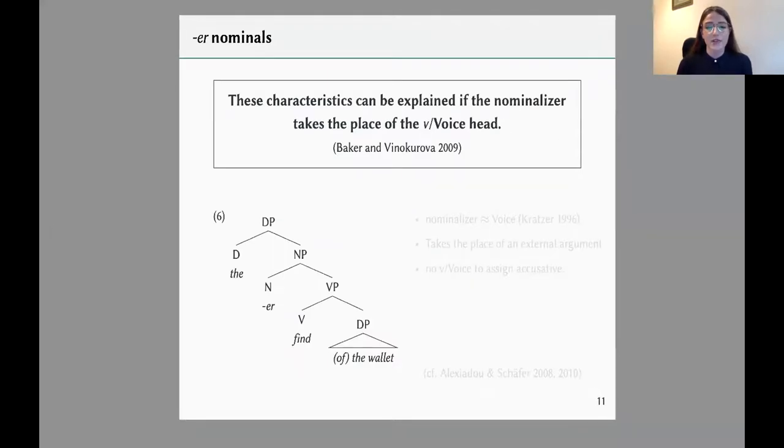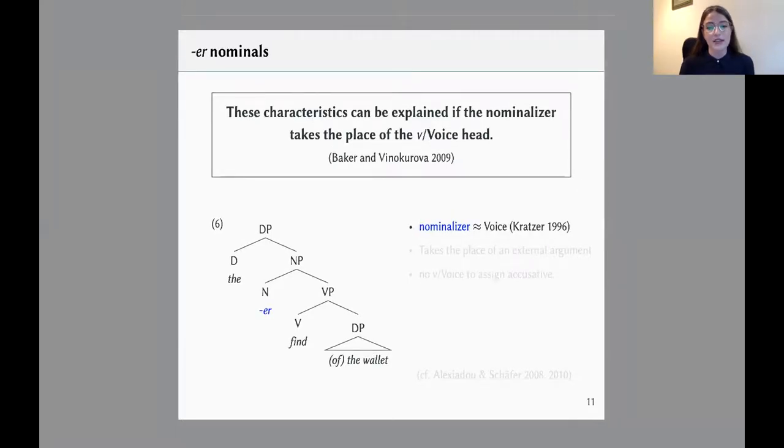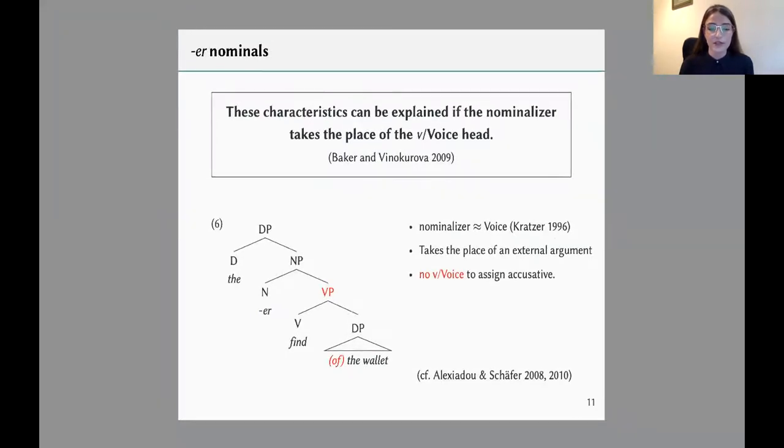So it's been proposed that we can account for these on the structural level if we treat ER nominals as relatively small. To give an example, Baker and Vinokurova argue that the structure of an ER nominal is something like you see in six here, which is relatively small, a nominalization of a big VP. And in their account, it's very important that the nominalizer is essentially a nominal correlate of voice. What it does is it takes the place of an external argument and introduces the correct semantics of what an external argument otherwise would. Another part of this analysis is that because we just have a big VP, we don't have a little v or voice head to assign accusative. And this is why this of insertion is necessary, because accusative can't be assigned.